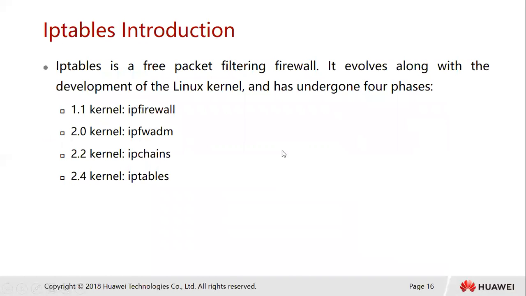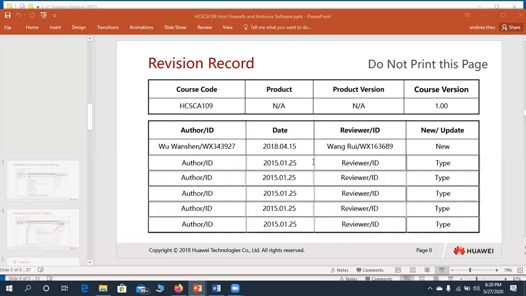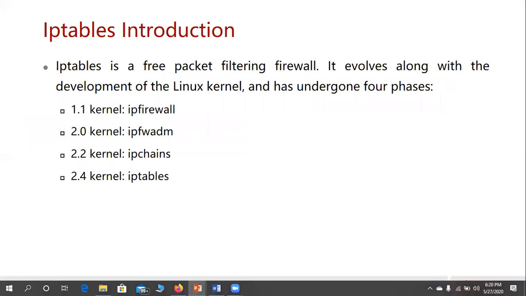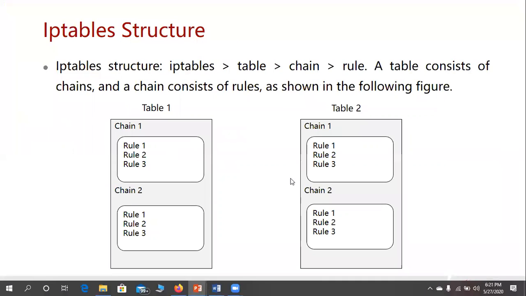Linux firewalls. Linux also comes with its own firewall, which has evolved over time. These are the versions of firewalls, where the first one was the IP firewall, IPFWADM, then IP chains, and IP tables.